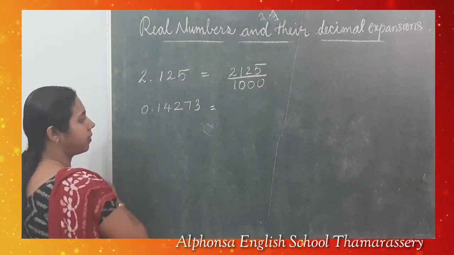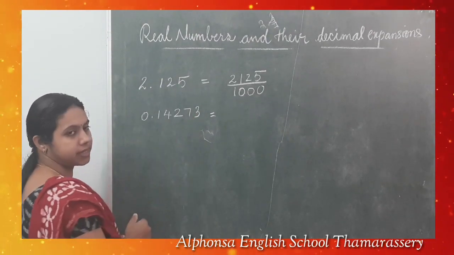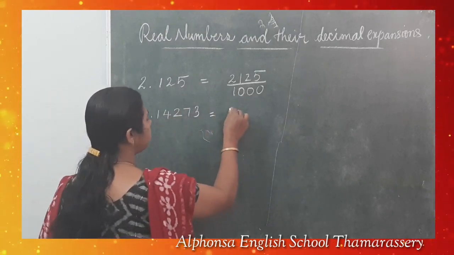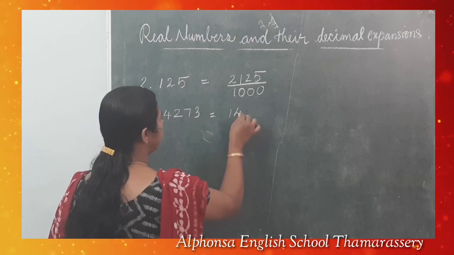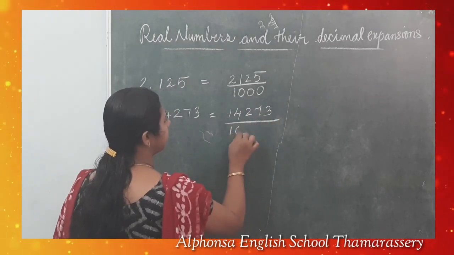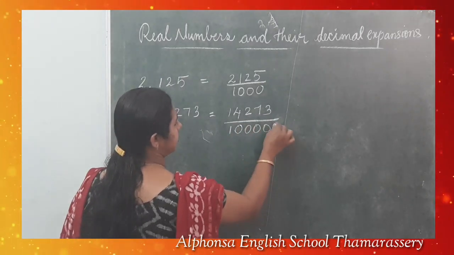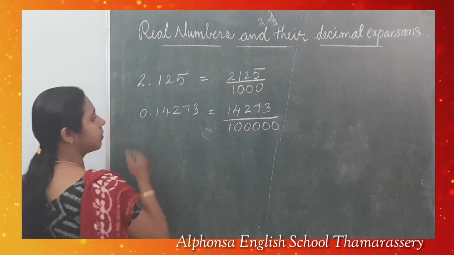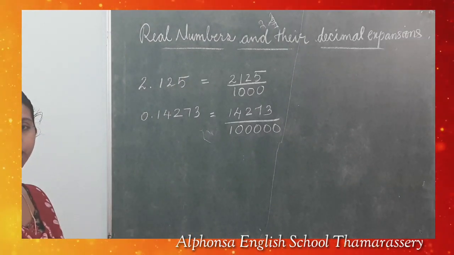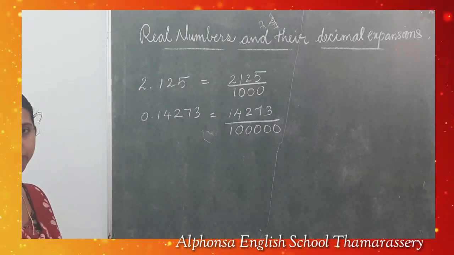Look at the next one. In this number, there are 5 decimal places. So when you change the decimal into fraction form, it will be 14,273 by 10 to the power 5. So that's also something we can write in the form of P by Q. So we can say it's also a rational number.